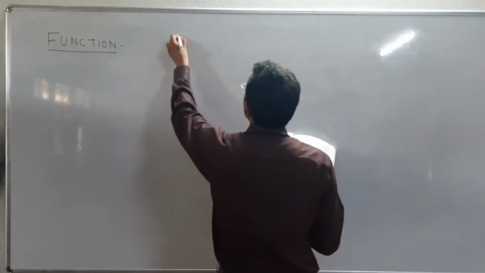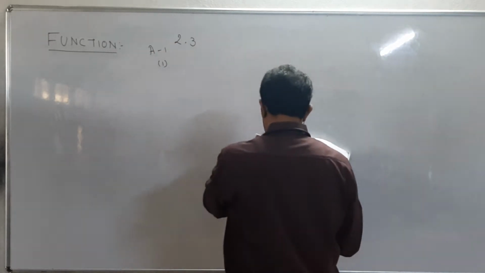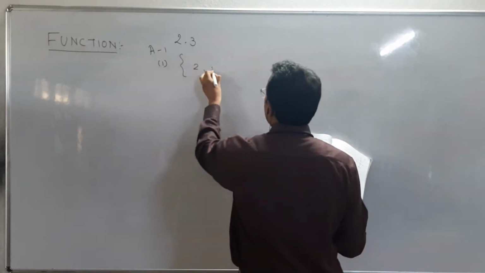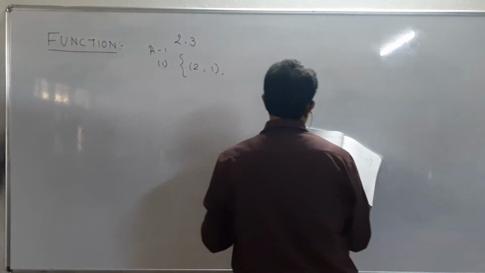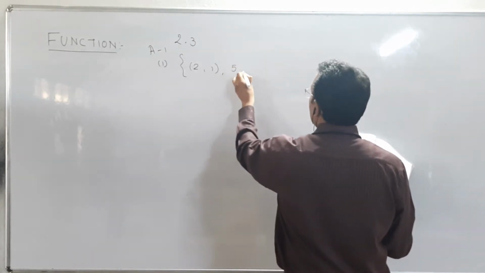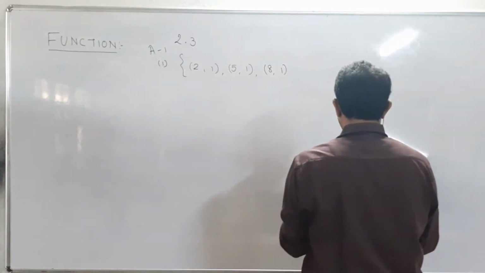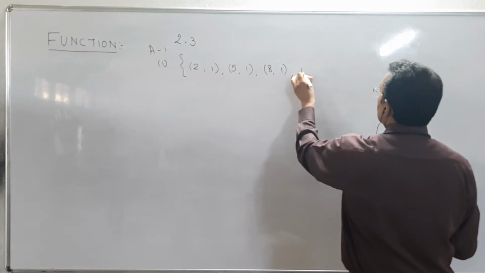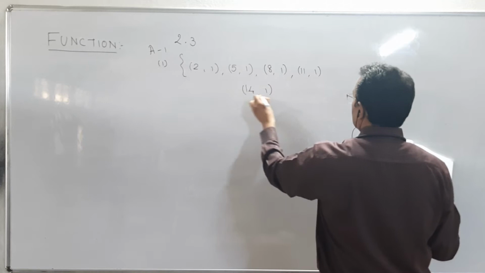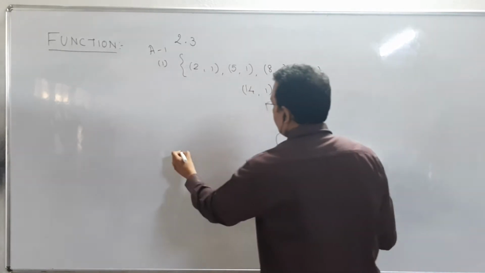Now students, exercise 2.3, answer 1, part 1. Check whether the following relations are functions or not. If it is a function, then find its domain and range. So (2, 1), (5, 1), (8, 1), then (11, 1), then (14, 1), and then (17, 1). Okay, this is the first sum.